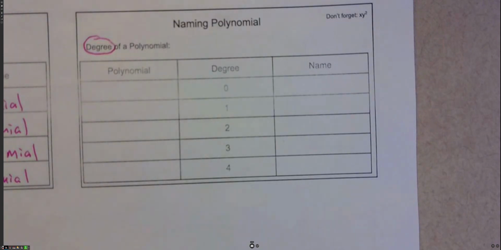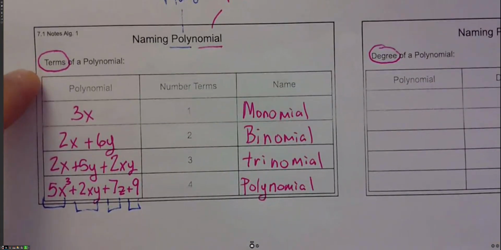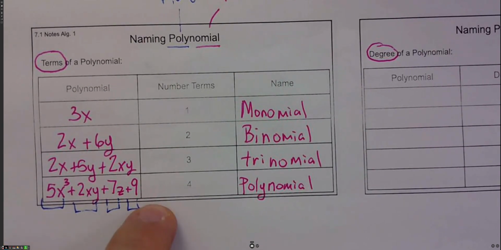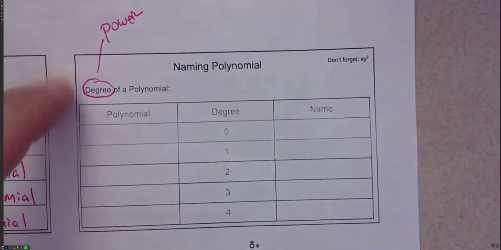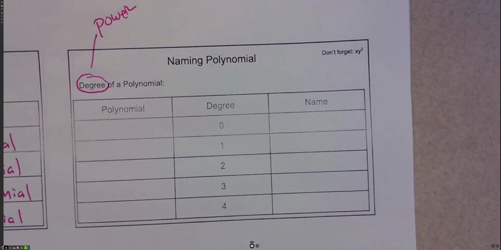All right. So now we need to talk about degree. So these are terms. And remember, terms are separated by addition. Degree is just a fancy way of saying what is its power. And you always look at the largest power wins.